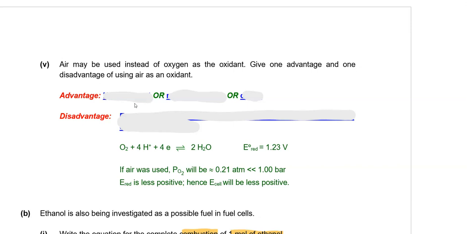In this case, the advantage should be quite straightforward. There's no extra cost in using air. Air is readily available and it's cheaper as compared to using just pure oxygen.